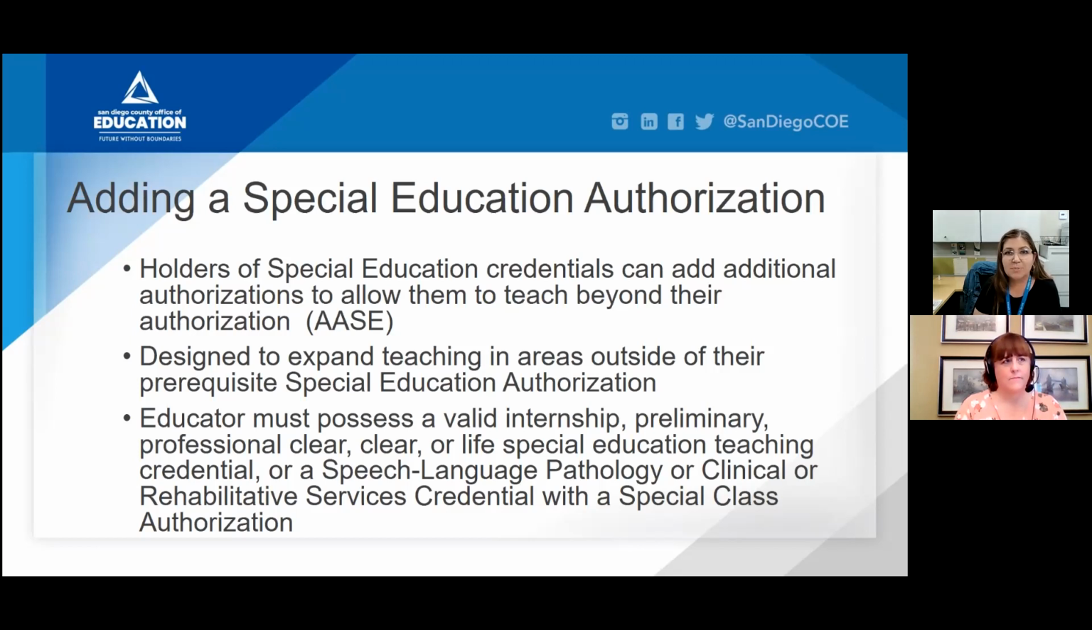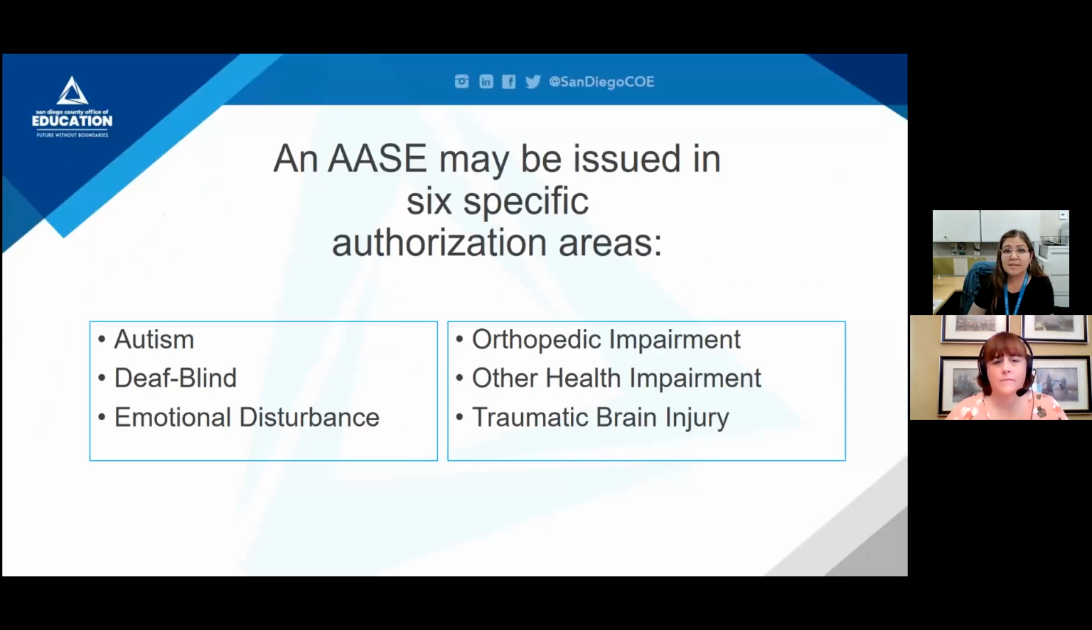The educator has to possess a valid internship, preliminary, professional clear, or live special ed teaching credential, or even a speech language pathology or clinical or rehab services credential with a special class authorization. These are the 6 areas that are out there that can be added to somebody's special ed credential. There's an area in autism, deaf, blind, emotional disturbance, orthopedic impairment, other health impairment, and traumatic brain injury.